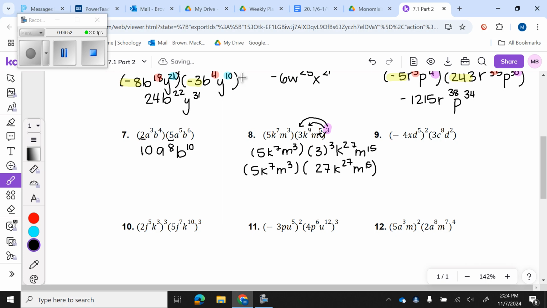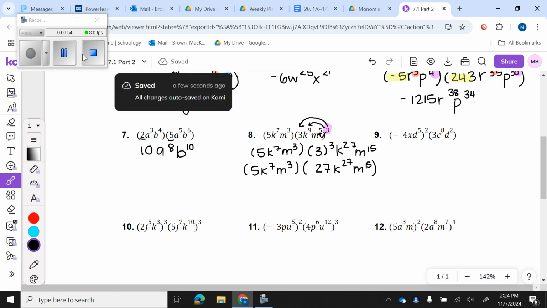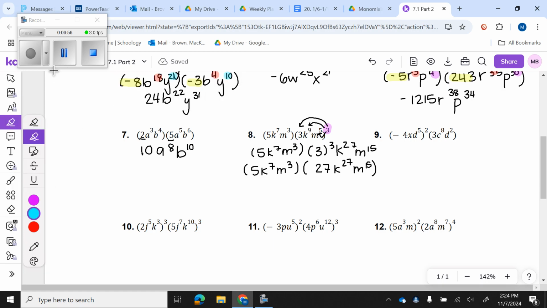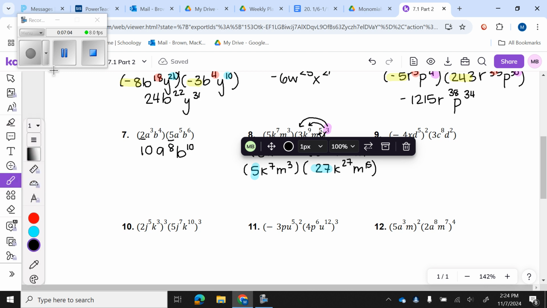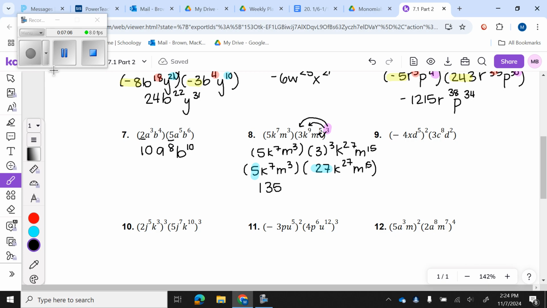Now that I've got 2 sets of parentheses, this tells me that I need to do the product rule, which means I need to come in here and multiply my coefficients. So I'm going to do 5 times 27, which is going to give me 135. Okay, k to the, add your exponent, 7 plus 27 is 34, m to the 18th.